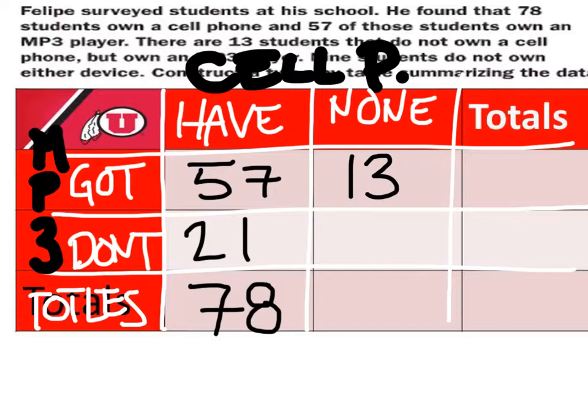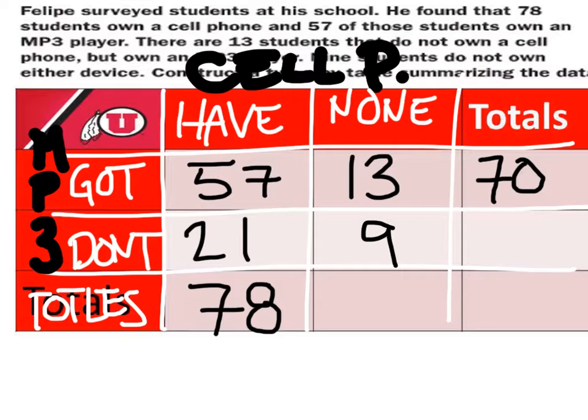How many total students have an MP3 player? Approximately 70. 70, excellent work. That's under the don't and the don't none. They don't have a cell phone and they have none. 30, so you're up to 90 up in here. Okay, now we can fill in the rest of this table.